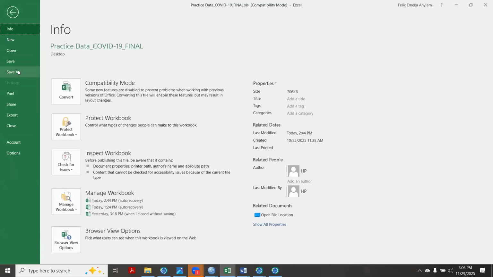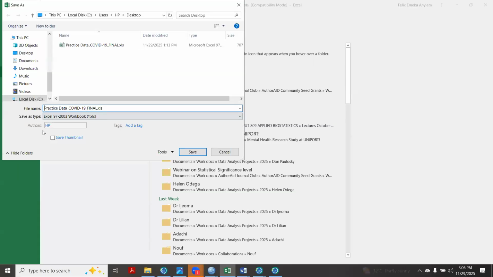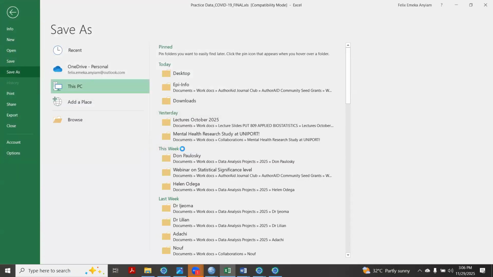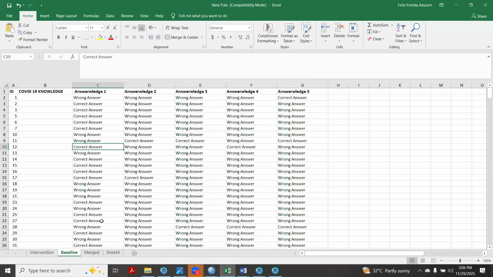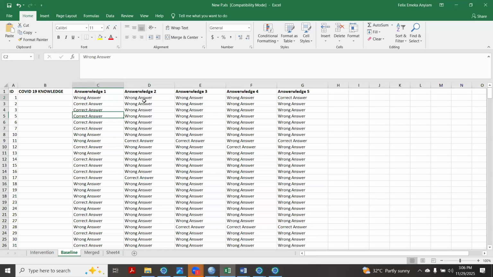So let me save this as new P so that I can just use it for this demonstration. So the data sheet is in baseline. So I'm using baseline. So what you do is this. It's a little manual, because you have them in different sheets. So there's nothing you can do.